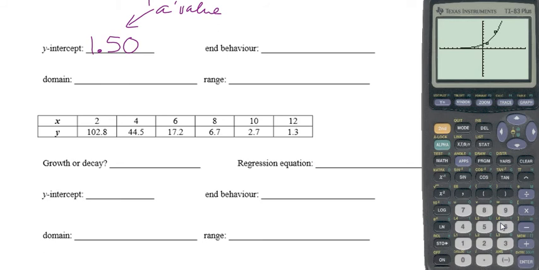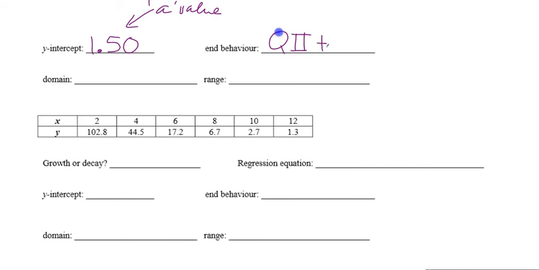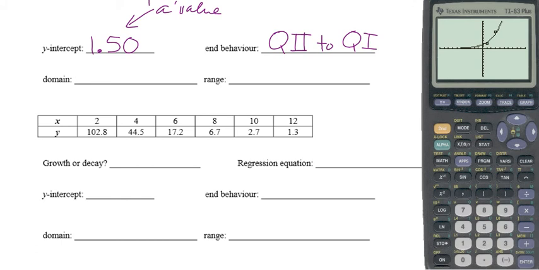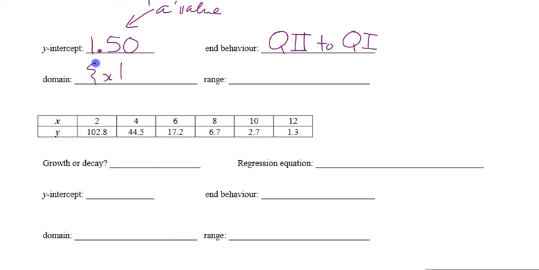What's the end behavior? There's a graph. What's the end behavior of every exponential? Quadrant 2 to quadrant 1. What's the domain of every exponential function? X is an element of the reals. What is the range? Okay, and the range is the same range of every exponential function, which is y is greater than or equal. Sorry, y is greater than 0, strictly greater than.